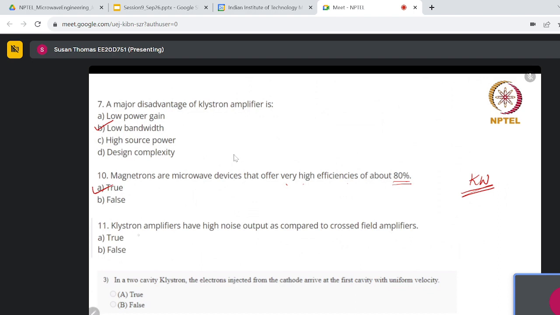Now going to the next question: klystron amplifiers have high noise output as compared to the crossed field amplifier. So the question is about the noise. Is the klystron amplifier noisy, or are the cross field amplifiers noisy? We have mentioned that klystron amplifiers have low bandwidth. But TWT amplifiers, or cross field amplifiers, are better in that.